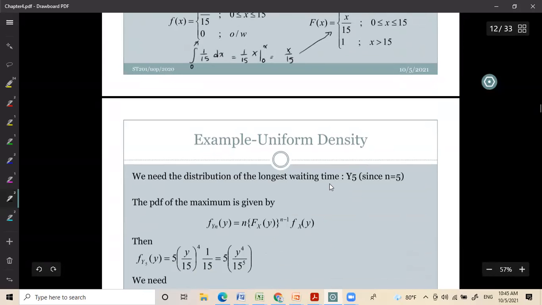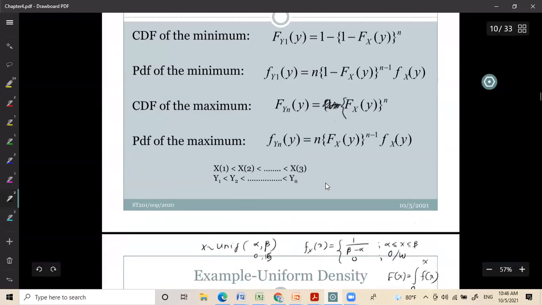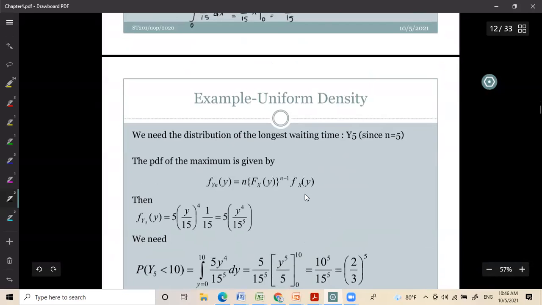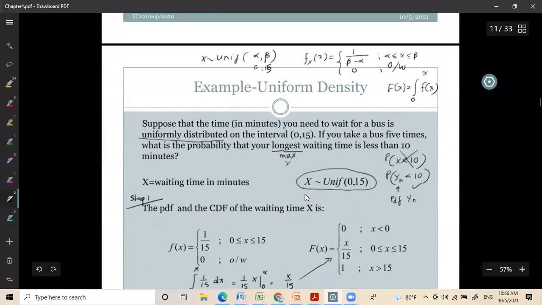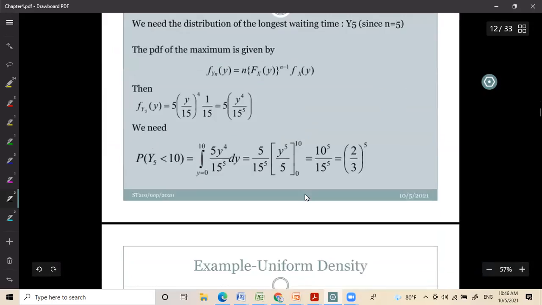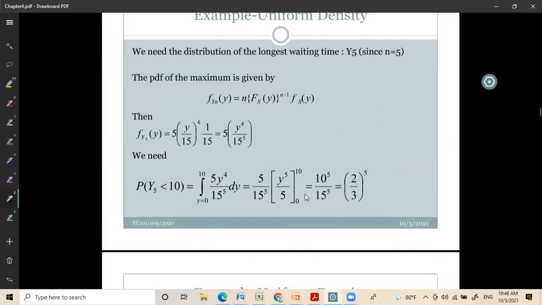Okay, so you need the PDF of the maximum, and we already derived it. Here's the PDF of the maximum, right? So use it here. We know fx, we know simple fx. So just apply it into this formula. N is 5. Why? It says if you take the bus 5 times, so you are doing it 5 times. So that is your random sample. Okay, it's 5 times. So N is 5.